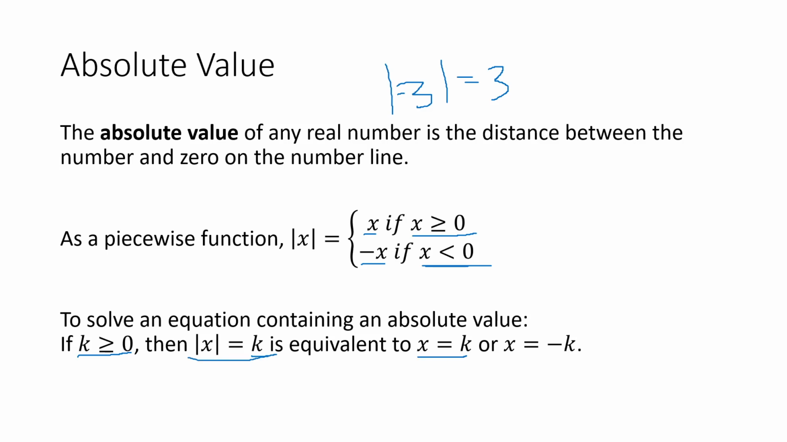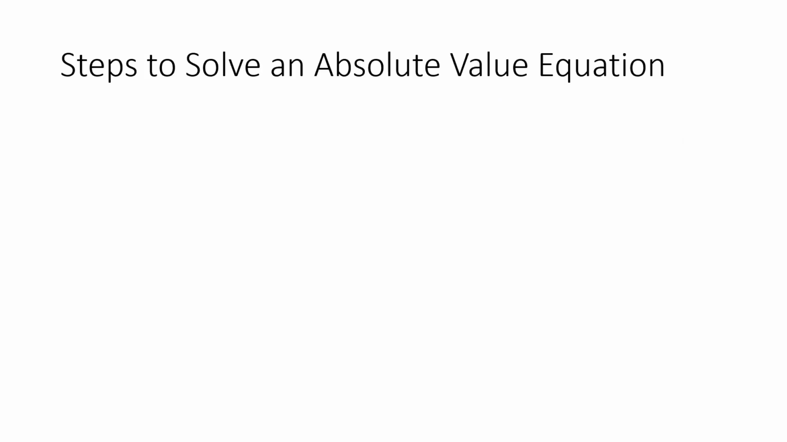We can write it first as x equals k, just dropping the absolute value bars. Or we also need to consider x equals negative k. Now you may have something more than just an x inside there, and maybe something more than just k, but this is going to be our basic approach. So we'll highlight some steps to solve one of these equations. We kind of discussed that a little bit.